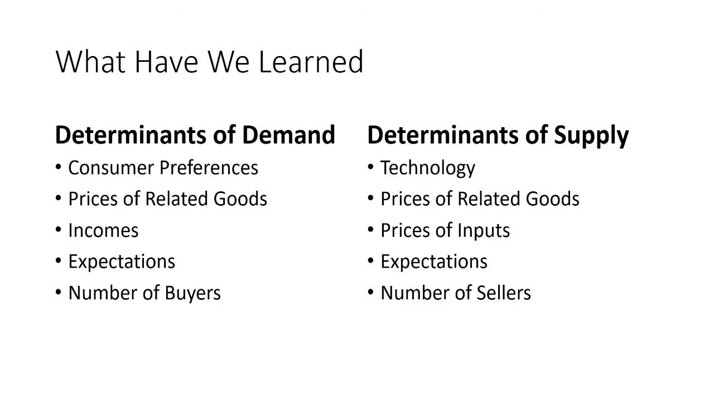Determinants of demand and determinants of supply slides, we looked at what makes up these curves. The 5 determinants of demand are consumer preferences, prices of related goods, incomes, expectations, and number of buyers. The determinants of supply include technology, prices of related goods, prices of inputs, expectations, and number of sellers. You'll notice in both of these determinants of demand and determinants of supply, we have prices of related goods, so the prices of complements and substitutes, and expectations of the market.